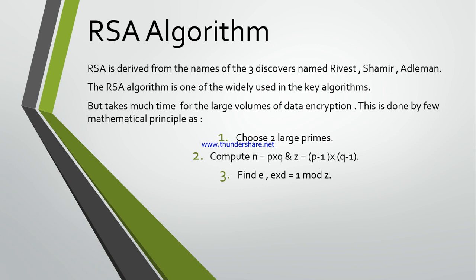RSA algorithm. RSA is derived from the names of the three discoverers: Rivest, Shamir, Adleman. The RSA algorithm is one of the most widely used public key algorithms, but it takes much time for large volumes of data encryption. This is done by a few mathematical principles.